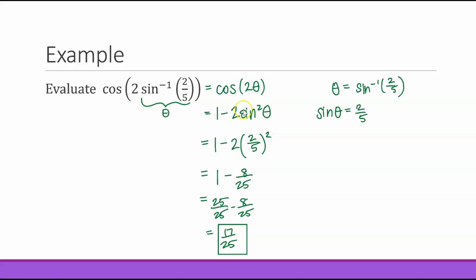Now, if I chose to use the first version of cosine 2 theta that we learned, which was cosine squared theta minus sine squared theta, then I would need to draw a triangle to find the value of cosine theta, and I'd still get the same answer, but I just made more work for myself. So in knowing all of the versions of the double angle identity for cosine, I'm making a lot less work for myself to find the answer.